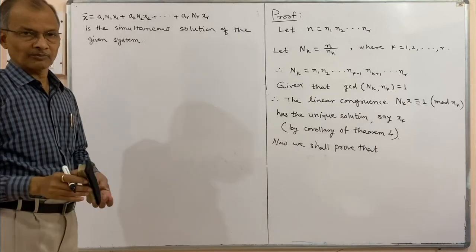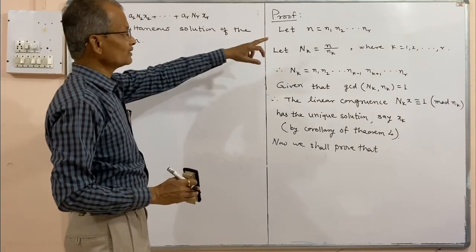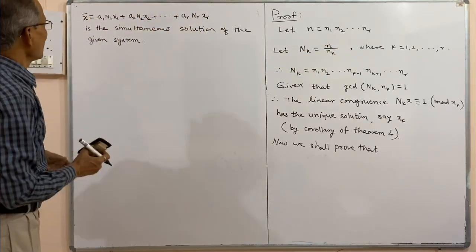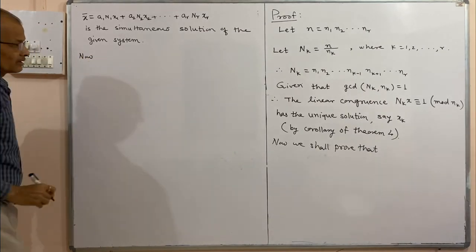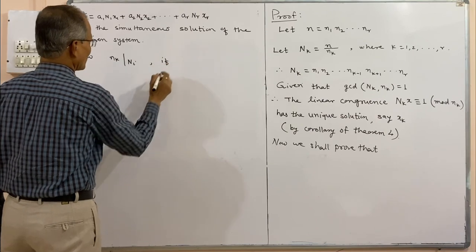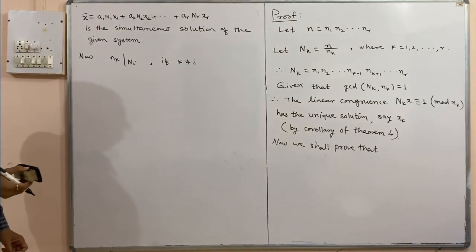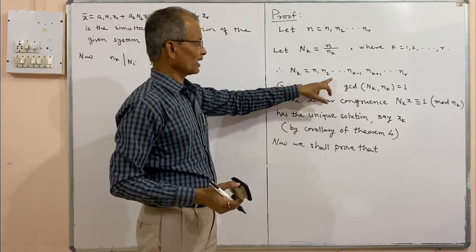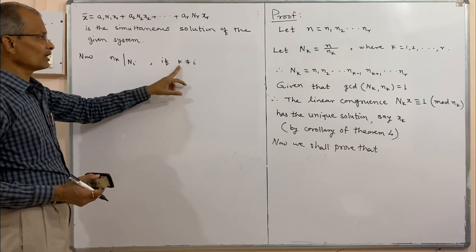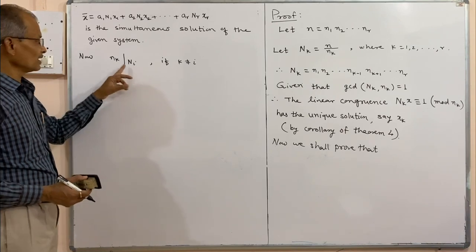This is our claim, or we will prove, and to prove this we shall consider again by definition of this. There are r such numbers, N1, N2 up to Nr, and therefore these are r terms we have considered. Now, see, nk divides Nr if k is not equal to r. This is by the definition of capital Nk. This capital Nk will not have the factor nk. Similarly, this capital Ni will not have the factor ni. And if i is not equal to k, then it will have the factor nk. That means nk will always divide Ni.